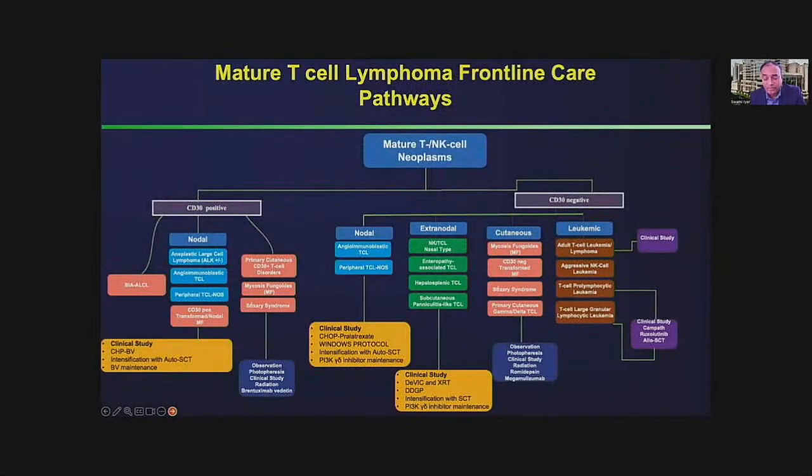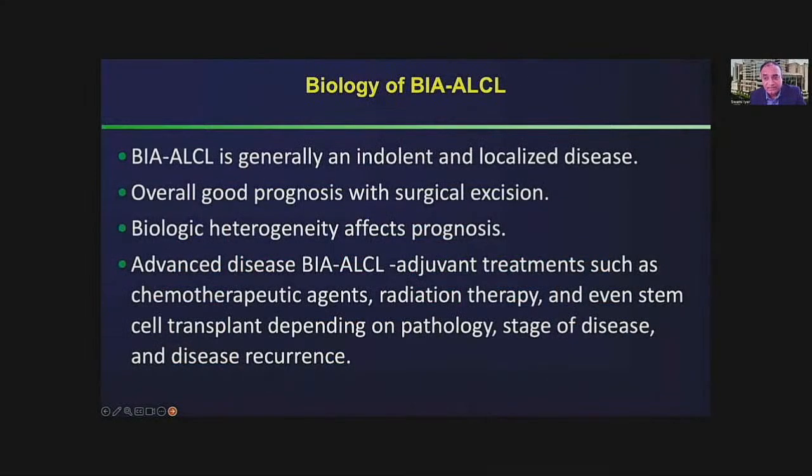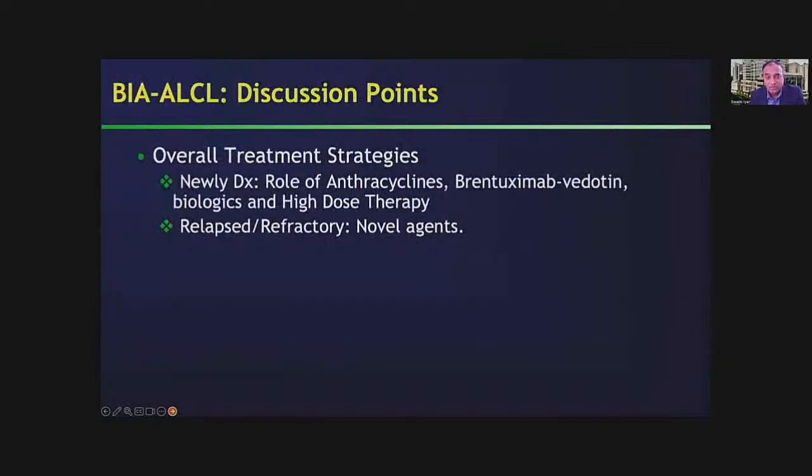So these are some of the frontline pathways for you to look at for T-cell lymphomas. For BIA-ALCL, a lot has been said in this conference. Overall, the prognosis is good. There is heterogeneity, which does affect prognosis, but advanced disease BIA-ALCL and also the recurrent disease invariably ends up requiring multidisciplinary approaches and chemotherapeutic agents and radiation, sometimes, very rarely, even stem cell transplantation, depending upon the pathology, when the BIA-ALCL event manifests itself as a full-fledged lymphoma. So we'll talk about these points through the case scenarios.